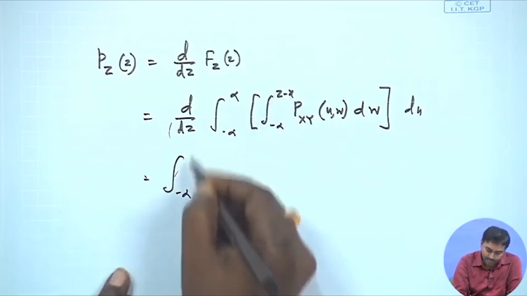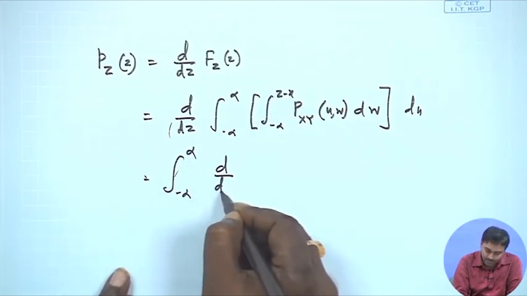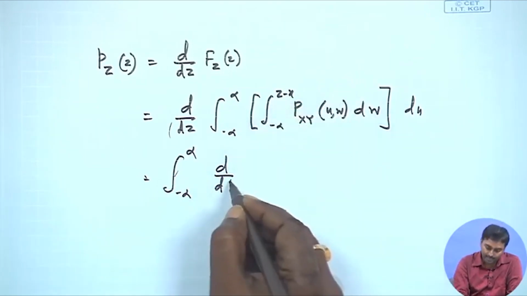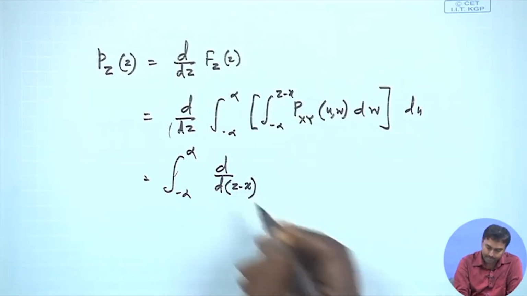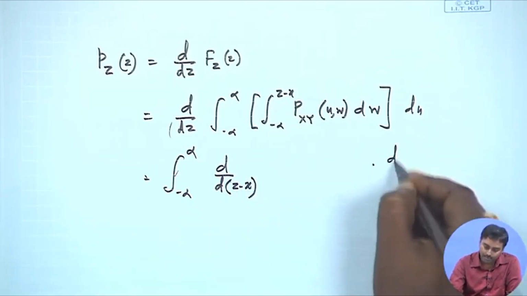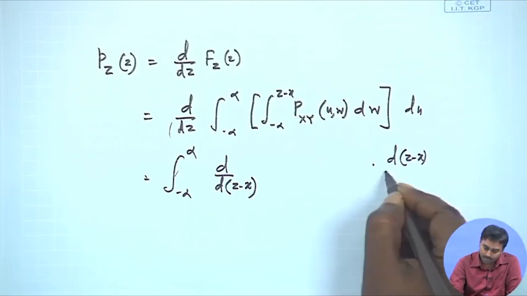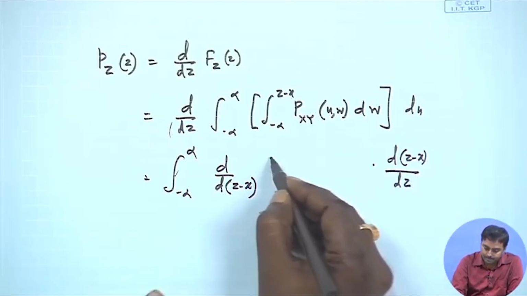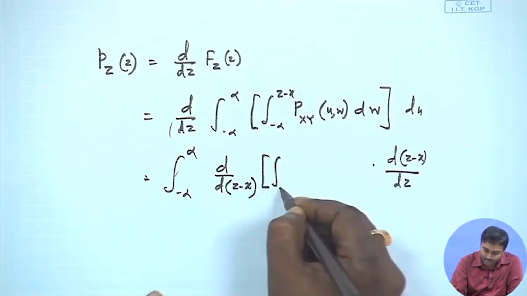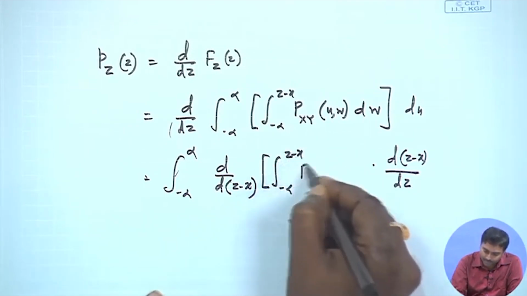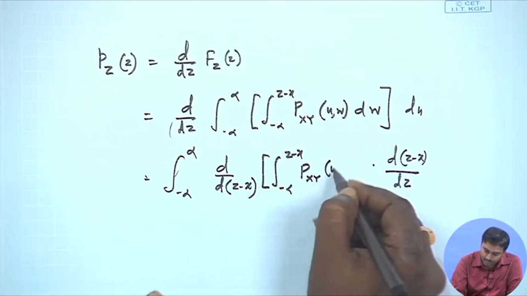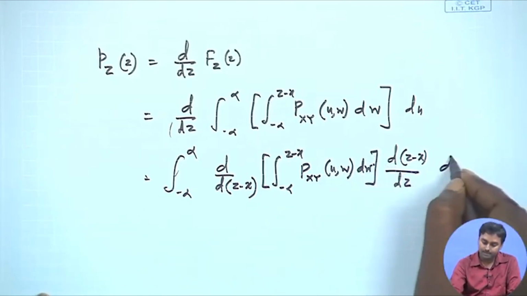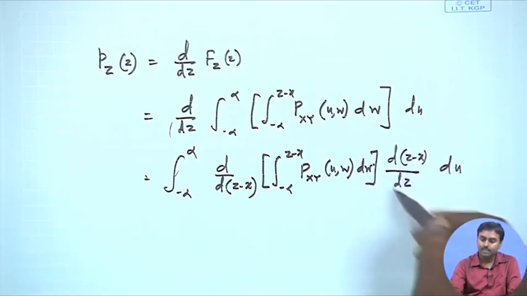So, I can write it as the integration from minus infinity to plus infinity of d/dz. Now, because the limit is z minus x, I will put that as d/d(z minus x). Of course, I can put a chain rule, so I can write this, no problem in that, and I will have this integration from minus infinity to z minus x of p_XY(u, w) dw, right.